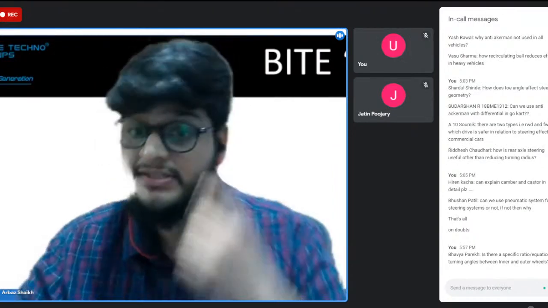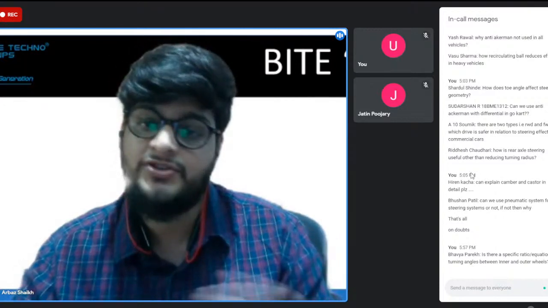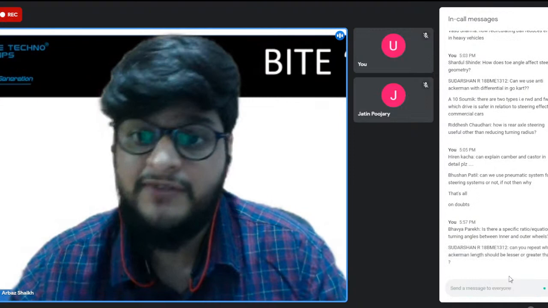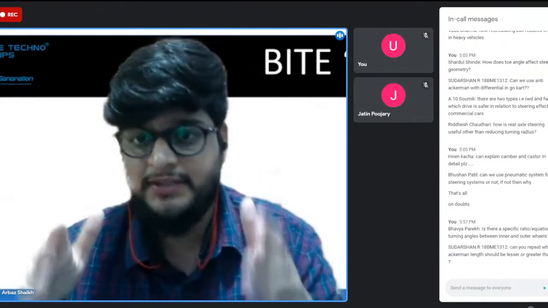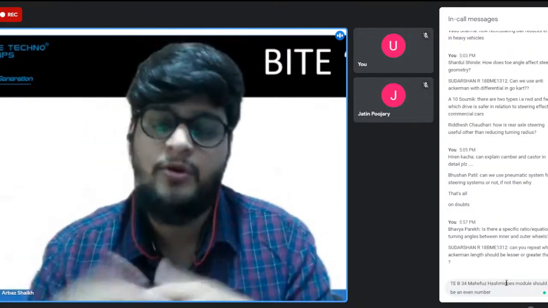Okay, Bhavya, you're asking, is there a specific ratio for turning angles of inner wheel and outer wheel? There should not be, first of all. But for a particular geometry, you can have a calculation done for a particular type of geometry, and then if you want to replicate that, you can probably do that. But I don't think there will be a specific ratio.